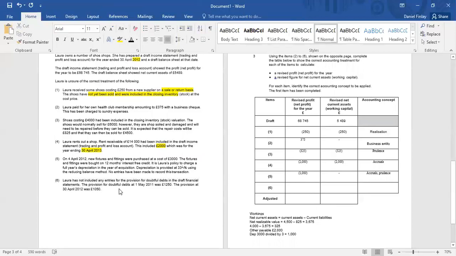So Laura has not included any entries for provision for doubtful debts in the draft final financial statements. The provision for doubtful debts at the 1st of May was 1,250, and at the end of the year it was 1,050. So it's a decrease, and it's decreased by £200 for doubtful debts. Now we know that if a provision for doubtful debts decreases, that's an income. So if my income goes up by £200, my profit's going to go up by £200.